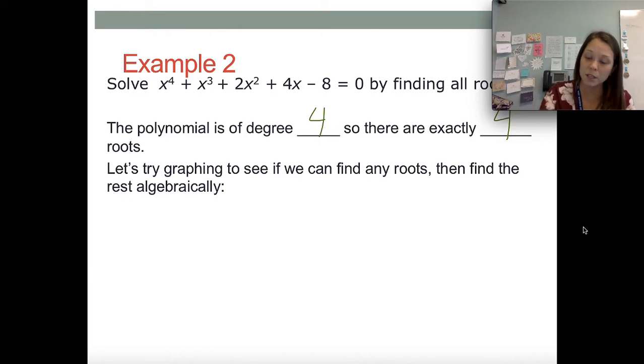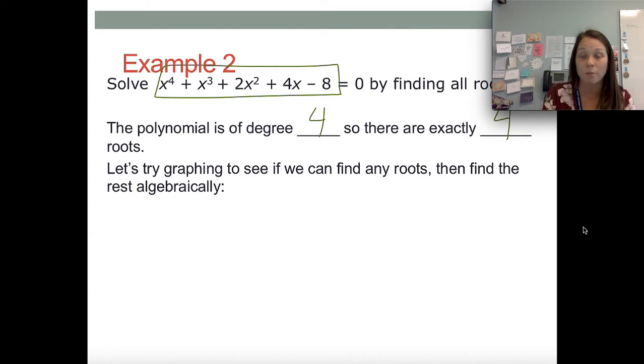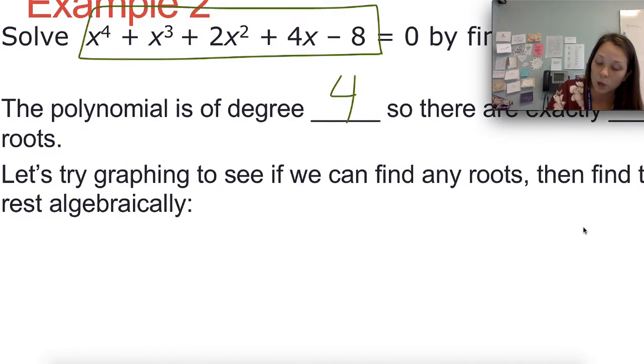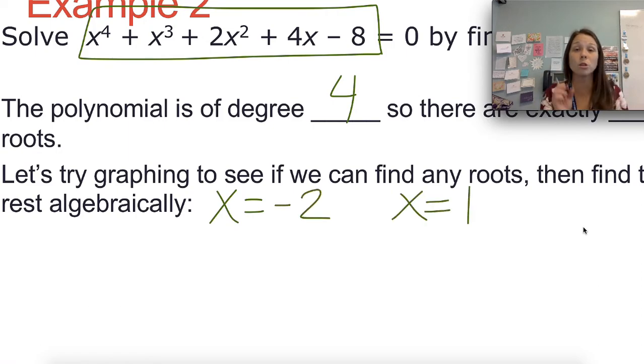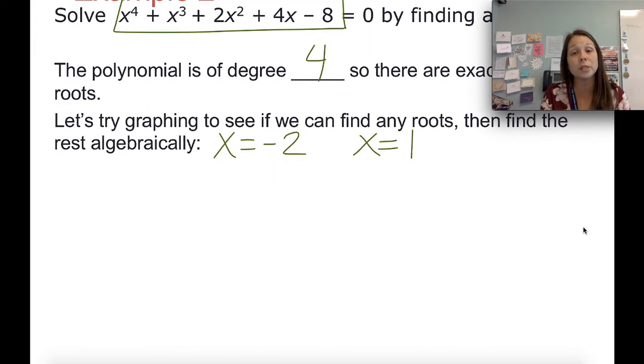So if you graph this problem and you look at the table or you look at the graph, you would be able to find that it crosses the x-axis at negative 2 and 1. So those are the first 2 answers that we're going to be working with. And we're going to use these 2 answers to find our other 2 zeros because we know we need a total of 4 because this is a degree 4.